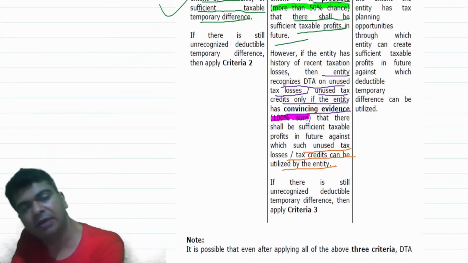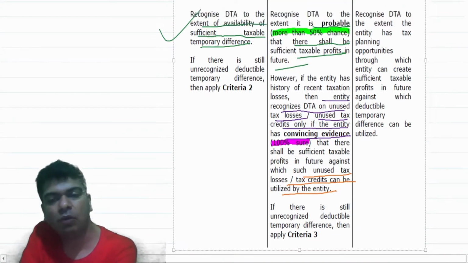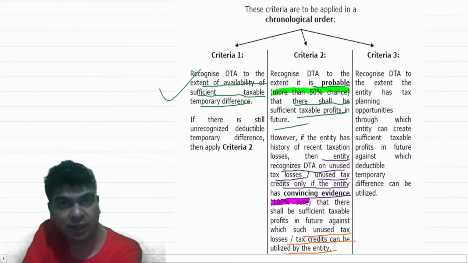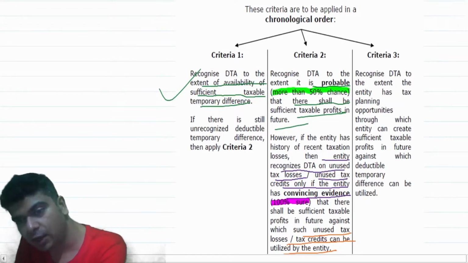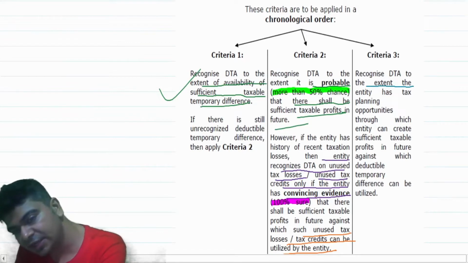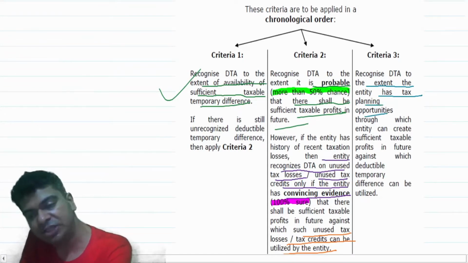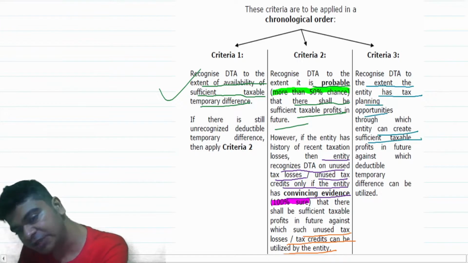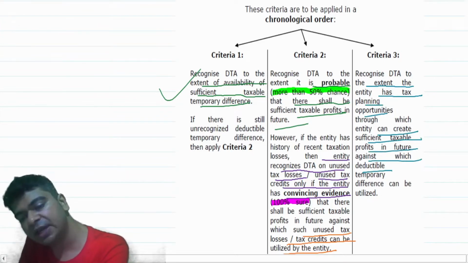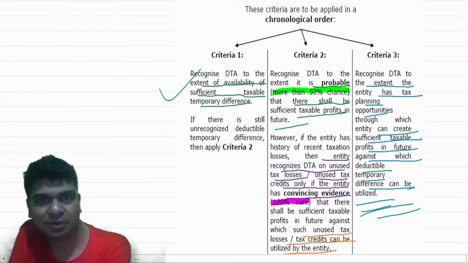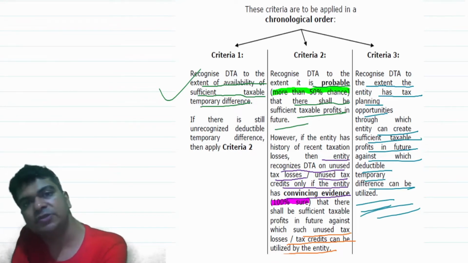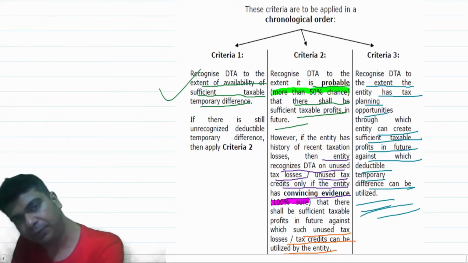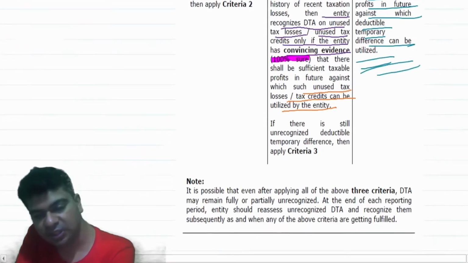If there is still unrecognized DTA, then go for the final criteria, criteria 3. Do you have any tax planning opportunities? Recognize DTA to the extent the entity has tax planning opportunities through which the entity can create sufficient taxable profits in future against which the deductible temporary difference can be utilized. So do you have ways and manners by which you can increase your taxable income in future? If you are saying yes, then you can again recognize the DTA.